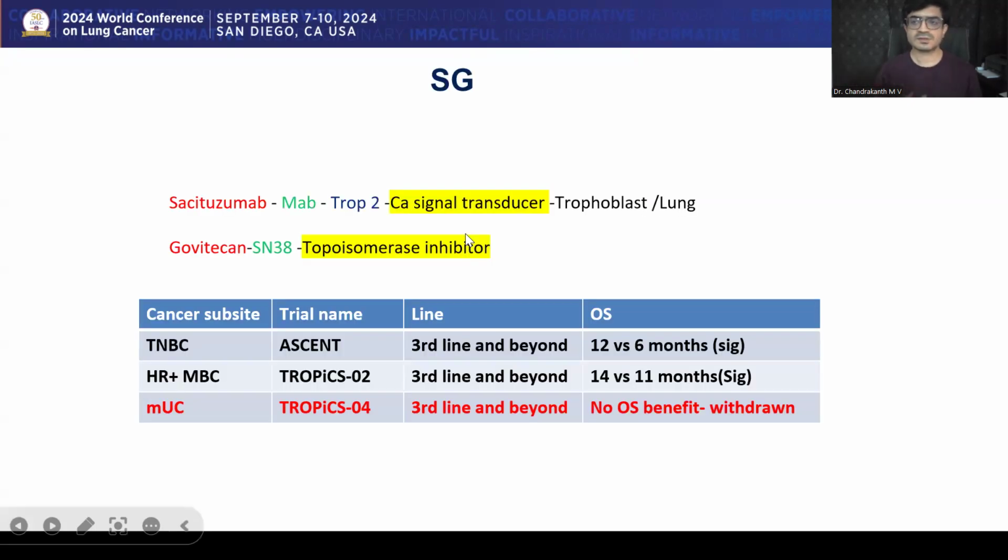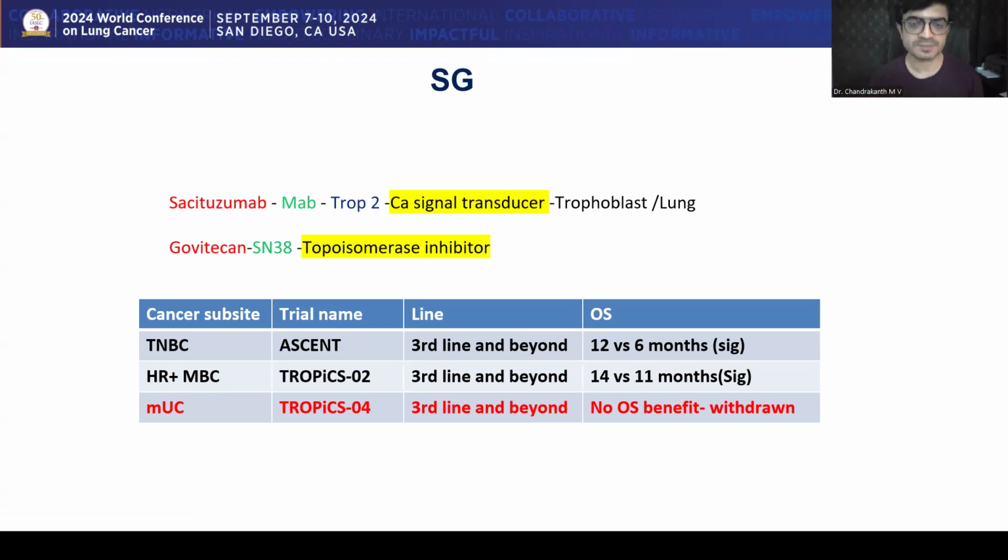Evoke 2 study. So Evoke 2 is Sacituzumab Govitecan in non-small cell lung cancer. What is Sacituzumab Govitecan? Sacituzumab and Govitecan. Sacituzumab is a monoclonal antibody against Trop2.